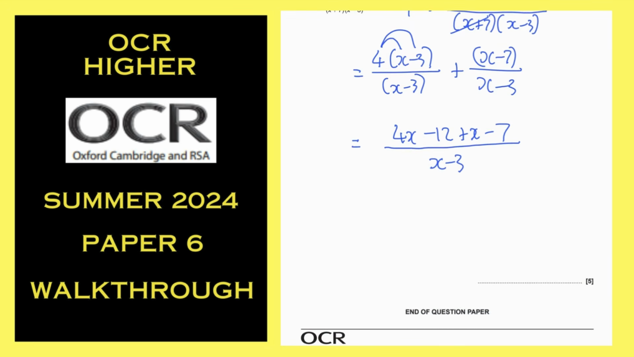And we're there now. We just need to simplify. Numerator is 4x plus x. Negative 12, take away 7, down to minus 19. Over x minus 3. Nothing simplifies more than that. We are done. We've made it to the end of all 3 papers.